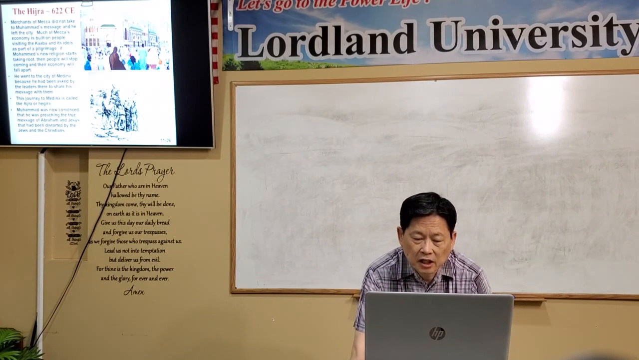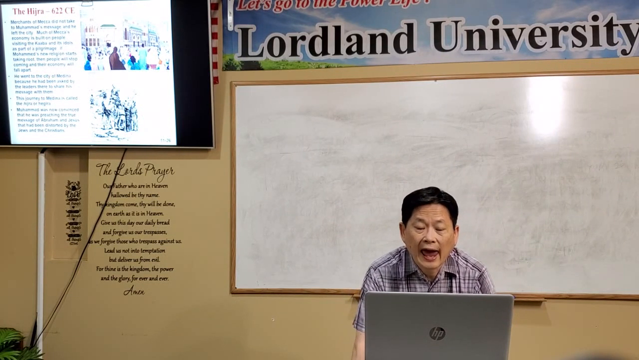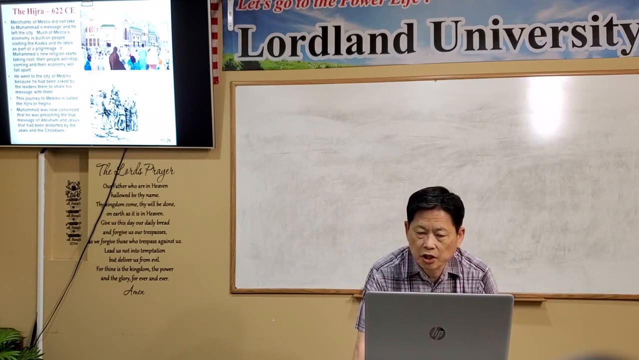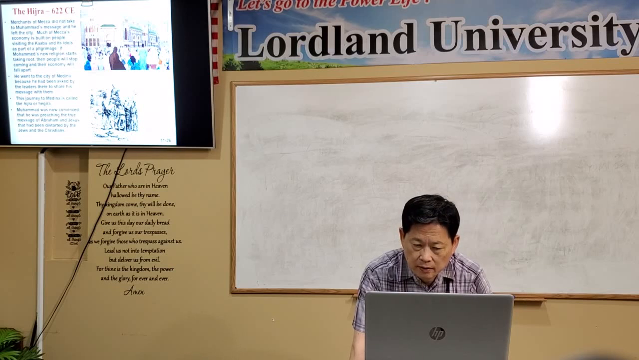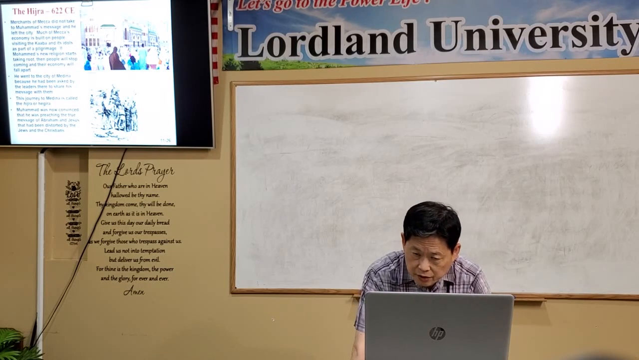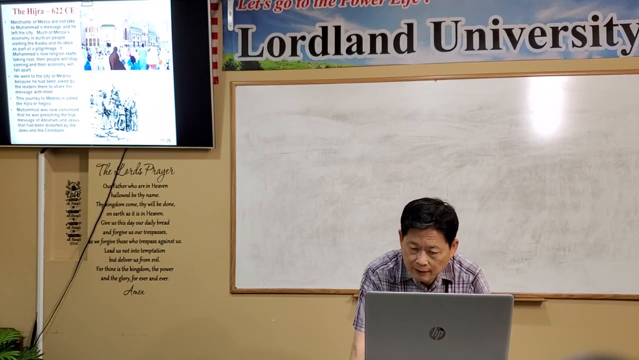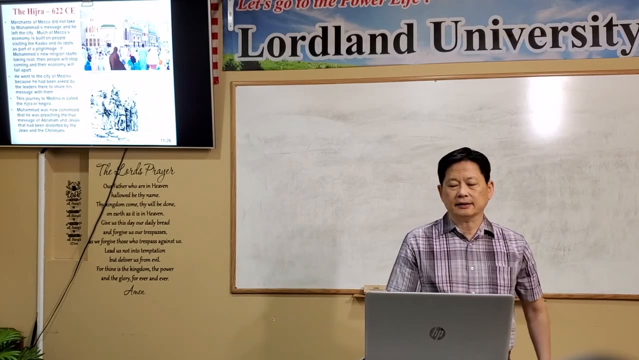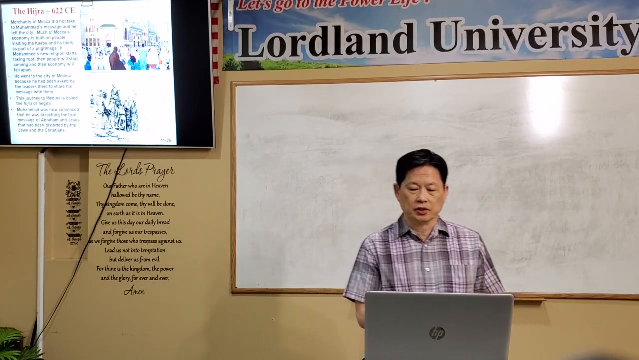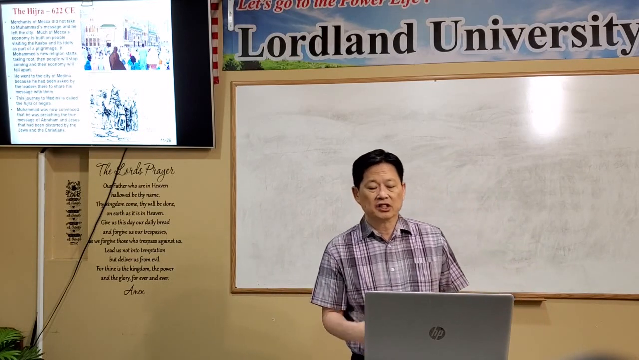Okay, this slide shows the Hijrah, 622 Common Era. Two pictures are a symbol of the Hijrah. Muhammad arrives in Medina. Okay, the bottom picture. Merchants of Mecca did not accept Muhammad's message, and Muhammad left the city.